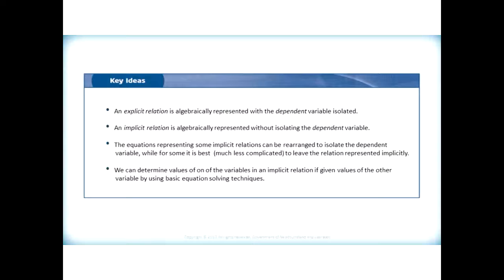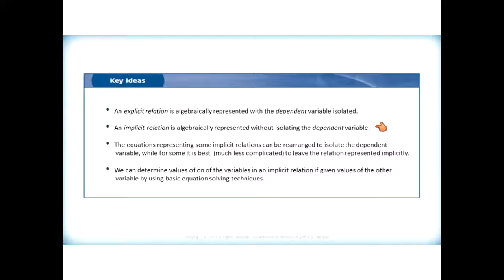Okay, so let's run down the key ideas we talked about. It says an explicit relation is algebraically represented with the dependent variable isolated, and an implicit relation is algebraically represented without isolating the dependent variable. So the equations representing some implicit relations can be rearranged, as we saw, like the circular one, to isolate the dependent variable, while for some it is best, or at least much less complicated, to leave it represented implicitly only. And that actually makes our lives a lot easier.